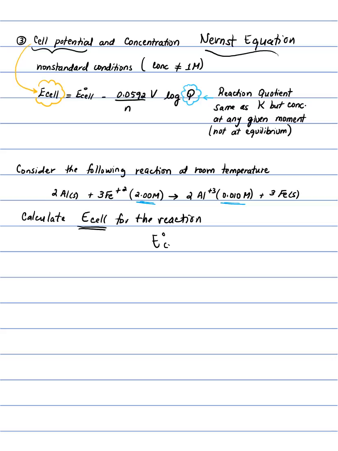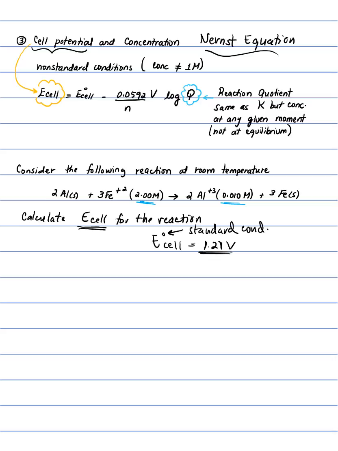The degree symbol right there is what we use for standard conditions. So you can check in your notes because we calculated the cell potential under standard conditions for this reaction here between aluminum and iron. We did that one in the beginning. For that reaction, you have a standard cell potential. I'm not going to calculate that one again, but it was 1.21 volts. Okay?